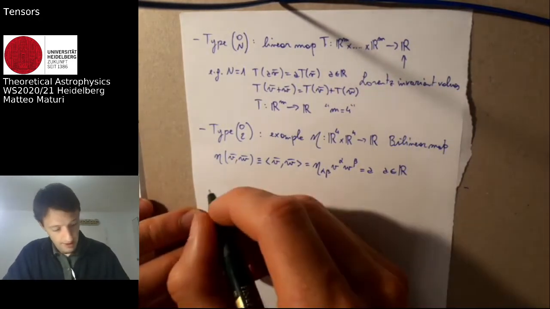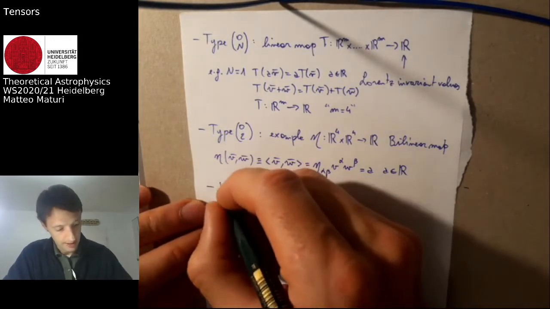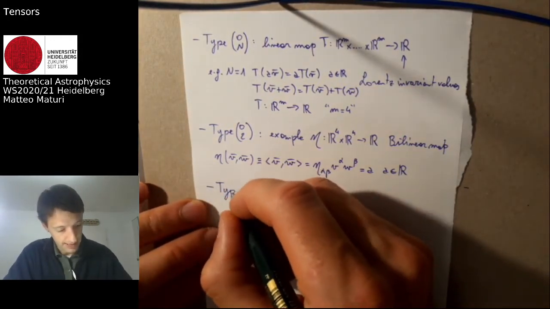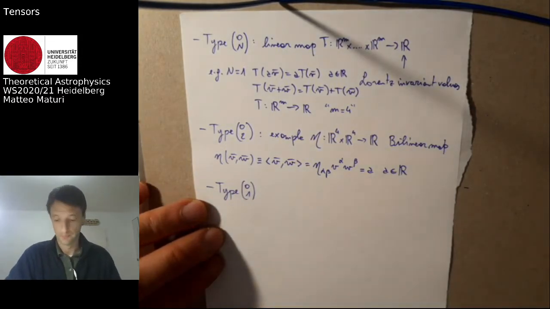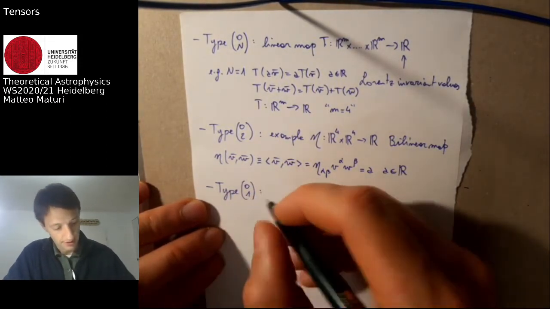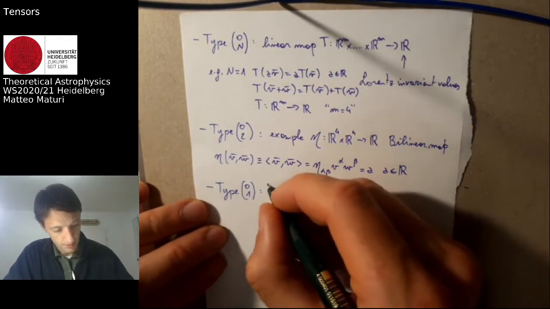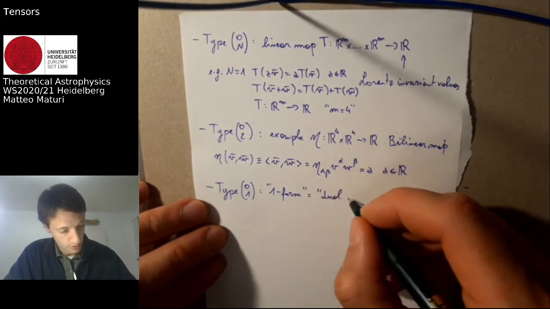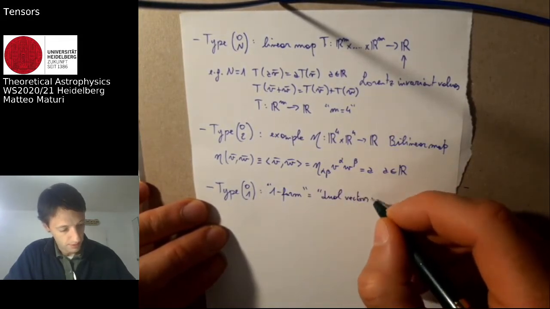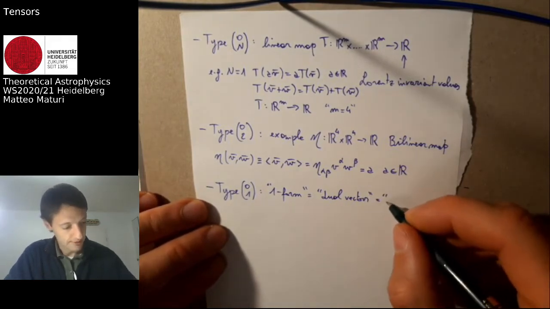I'm just putting the metric into the context of vectors and tensors. Let's move on to another example and take the tensors of type (0, 1). What are these? These are the one-forms, which are also called dual vectors, and also called contravariant vectors.